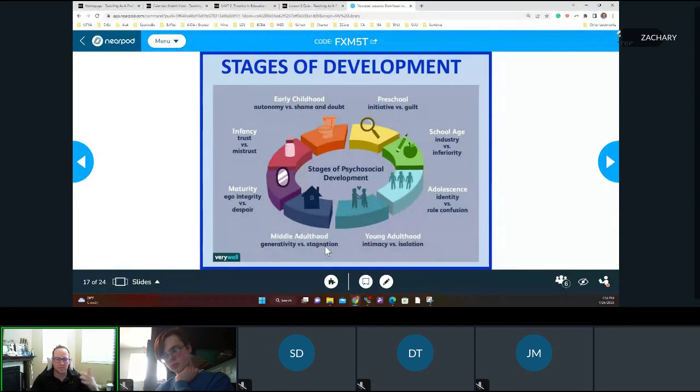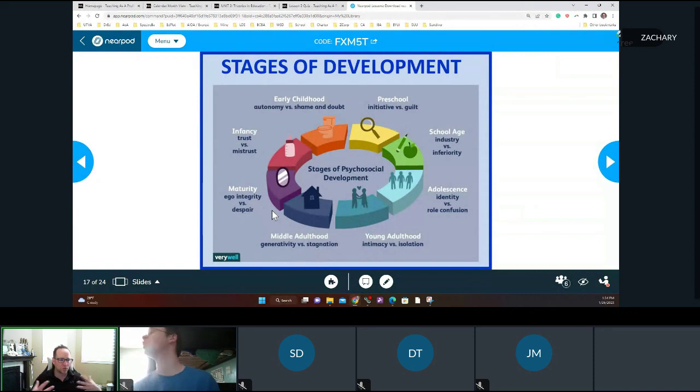Middle adulthood, this is old people like me. Generativity versus stagnation. Generativity basically means I'm contributing to society, I'm contributing to future generations, raising my kids, that kind of stuff, versus you're just not being productive.